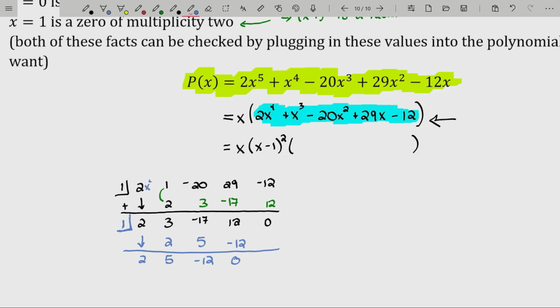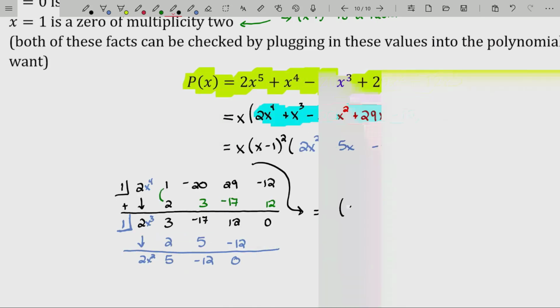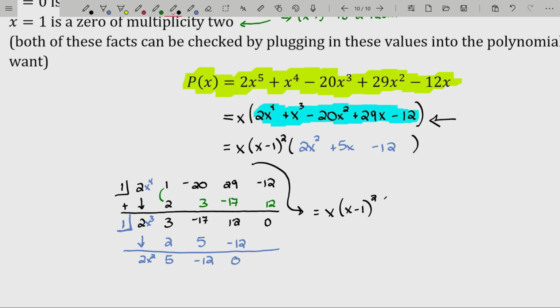And now, remember, this was supposed to be a 2x to the 4th. This will be a 2x cubed. This will be a 2x squared. So if I divide out x minus 1 a couple times, I'm left with the quadratic 2x squared plus 5x minus 12. And we know how to factor quadratics. So let's go ahead and do that. I'm going to have to move this over here if you don't mind. So this equals x times x minus 1 quantity squared. I just need two numbers that multiply to 2x squared, which is obviously a 2x and an x, even though I wrote that as a 2.